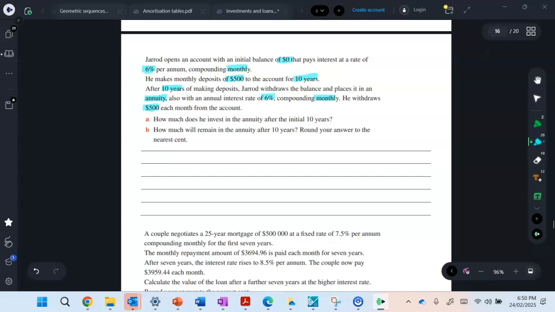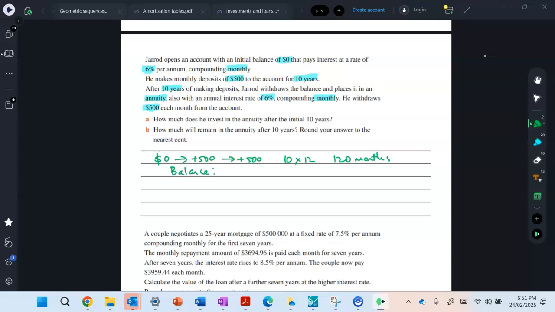So let me just recap what Jared has done. All right, so I'm going to draw a timeline. So let's start. He started with $0. Interest rate's okay, we can put that in. Every month he adds $500, and then he's obviously earning interest. And he does that for 10 years. So 10 times 12, he does it for 120 months. After the 10 years of making deposits, he withdraws that money. So let's see what his balance is after that.